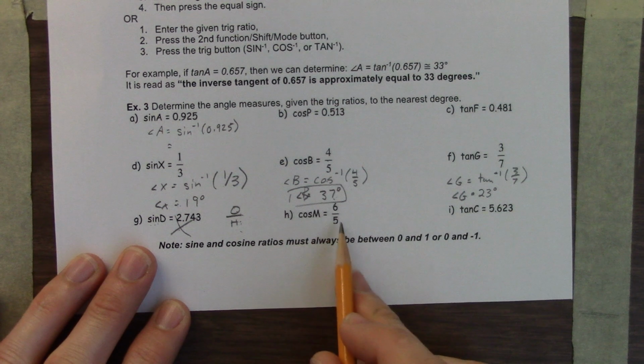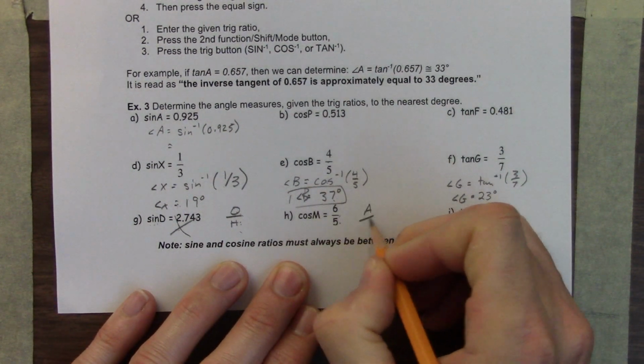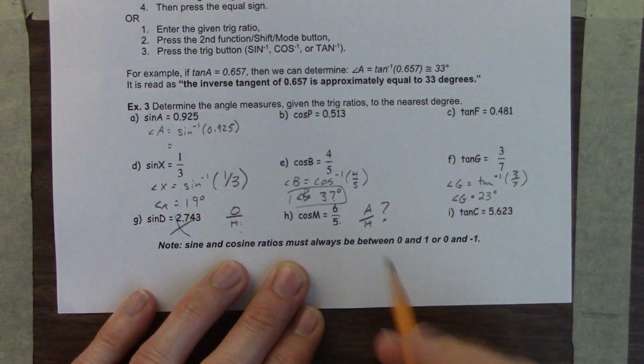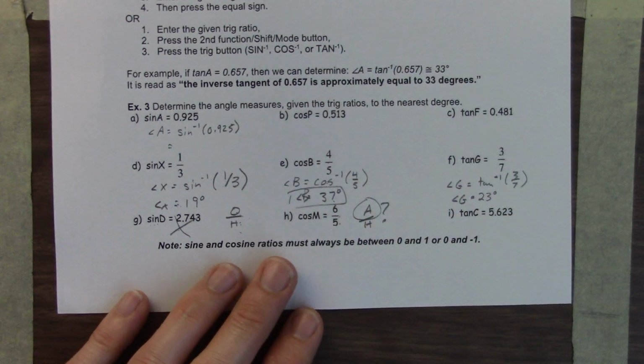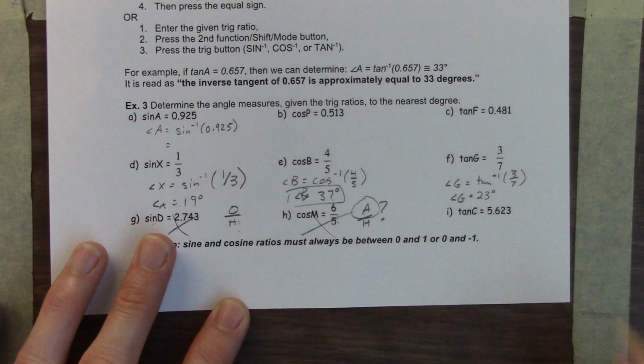Okay? Cos, can you have an adjacent side bigger than the hypotenuse? No, because adjacent cannot be bigger than a hypotenuse. By definition, a hypotenuse has to be the largest side. Okay? So that's why this is an error.